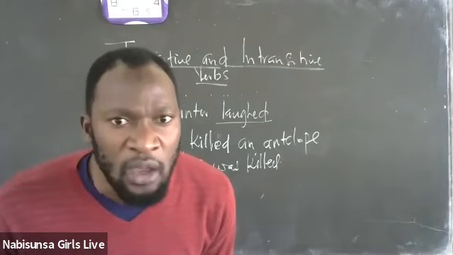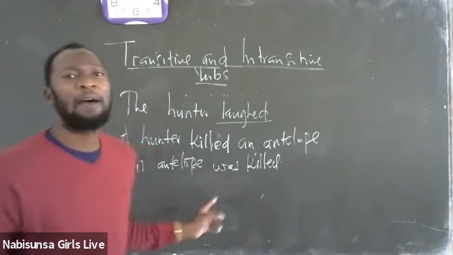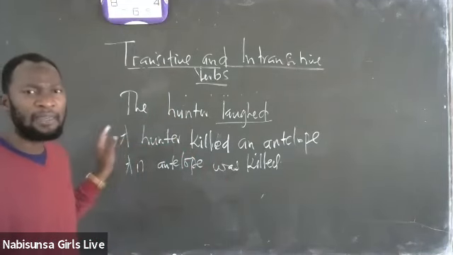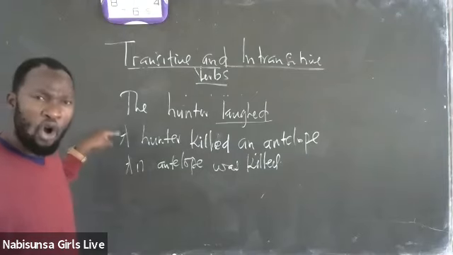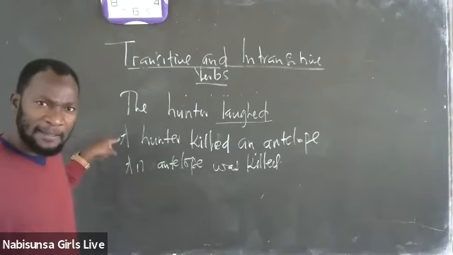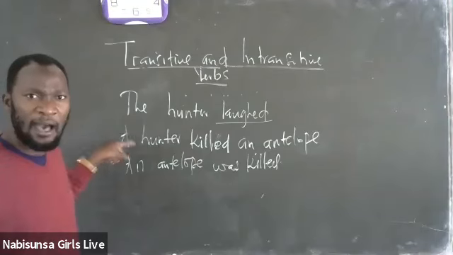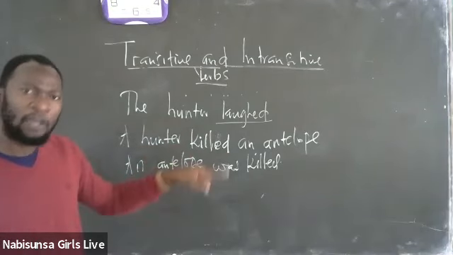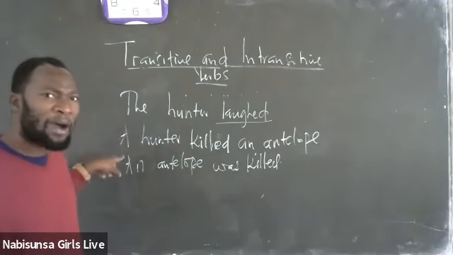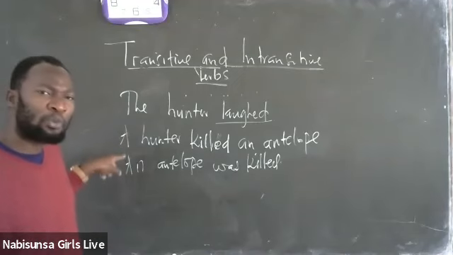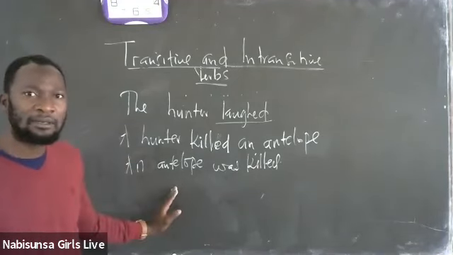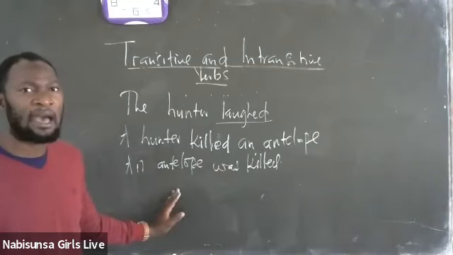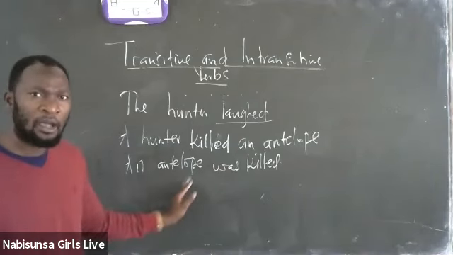Teacher, can you repeat that part? I am saying that this is the passive sentence of the active sentence. This is the active. A hunter killed an antelope. So we want to change it to passive. When we are changing it to passive, we shall say an antelope was killed. You see that? An antelope was killed. Why?